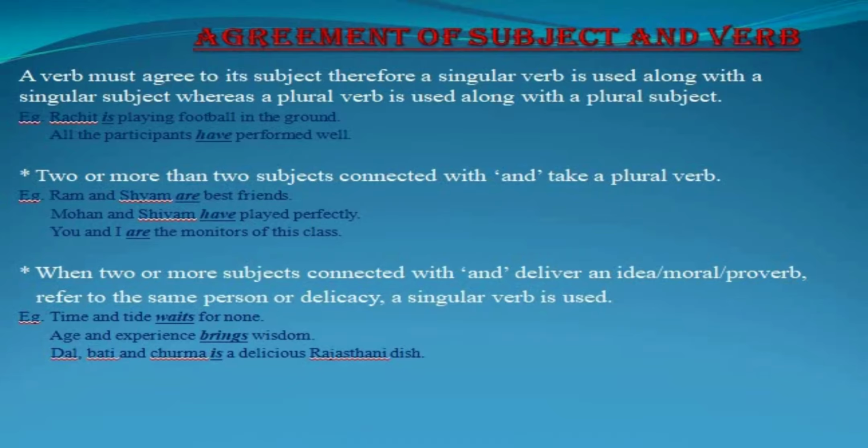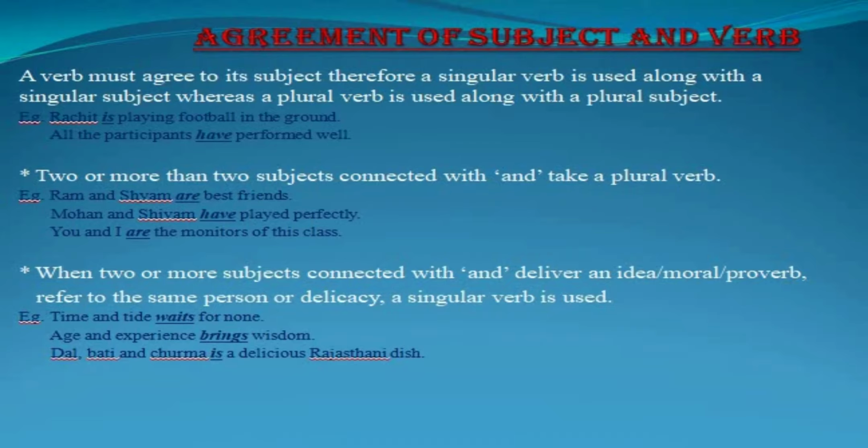The next example says Mohan and Shivam have played perfectly. So Mohan and Shivam are two different subjects, two different individuals, and they are being connected by and in this sentence. So we have used here have, a plural verb. You and I are the monitors of this class. You and I, these are two subjects, and they are being connected by and, so we have used here are.